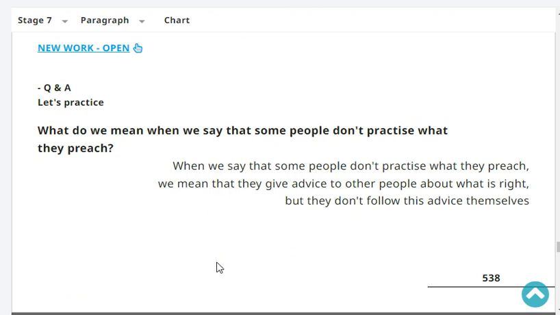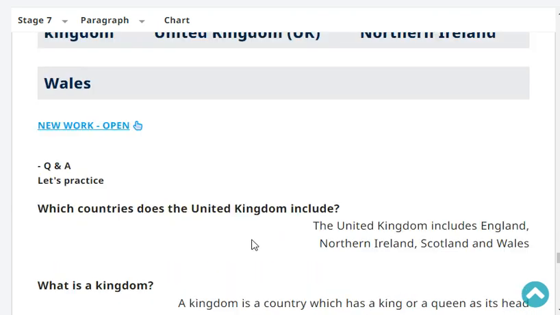Yes, I wouldn't like to be a priest also. Very good. Next, what do we mean when we say that some people don't practice what they preach? When we say that some people don't practice what they preach, we mean that they give advice to other people about what is right, but they don't follow this advice themselves. Very good.